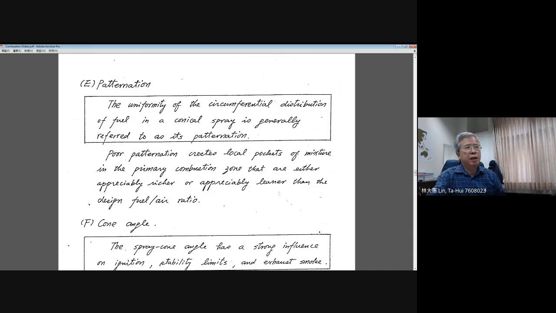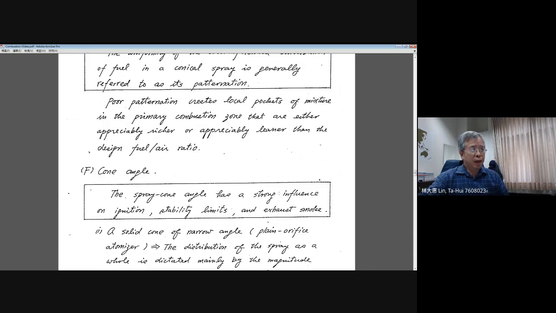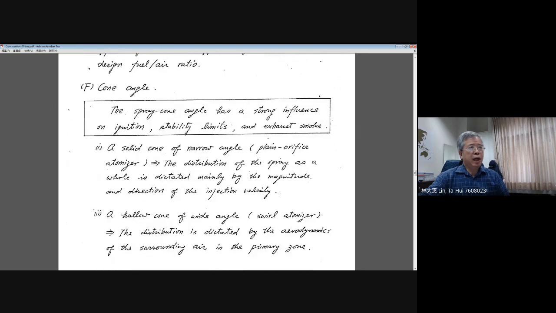Therefore, patternation is one of the important characteristics that you need to identify for your spray generated by the design injectors. Okay, this is patternation. I'm sorry, I jumped too fast to the penetration length, but patternation, this is the definition you should understand. The third one, cone angle.